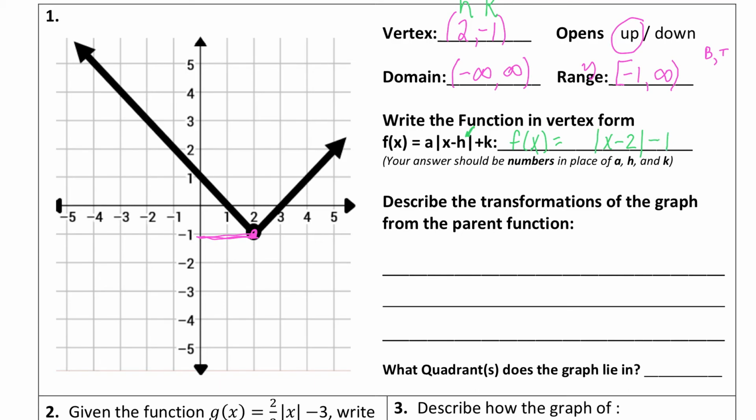Now to get your a value, you're going to count your slope going to the right side, so going from your vertex to the point on the right side. Well, I've got another point right here, and my slope would be up 1, right 1, which would be +1 over +1, so my a value is just 1. You can either put the 1 there if you want to, or you don't have to, because it's understood that there's a 1 there if there's no number there.